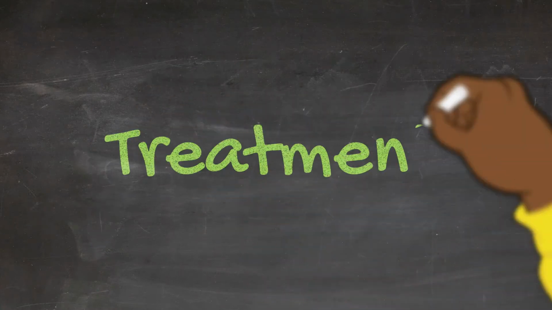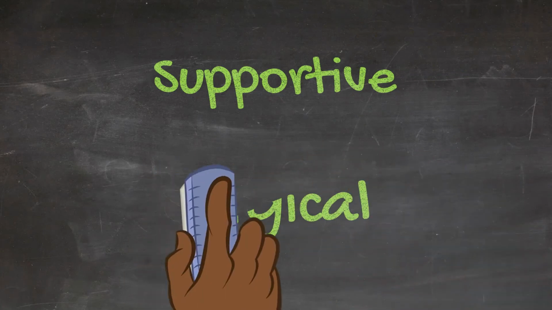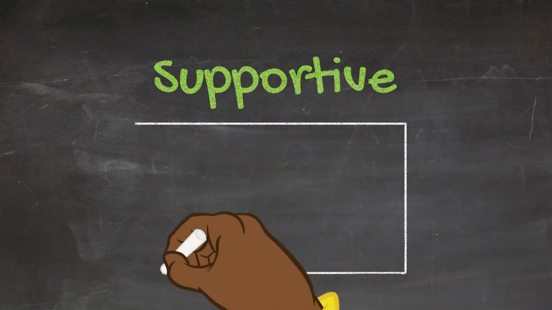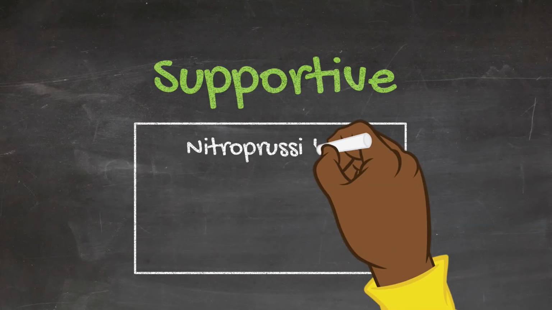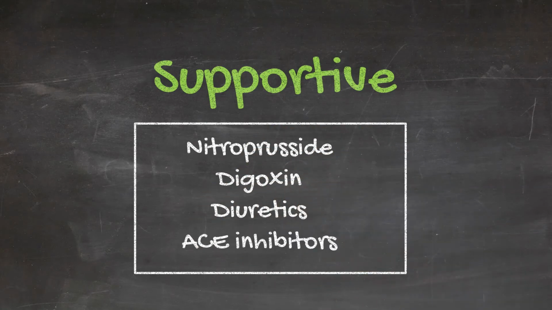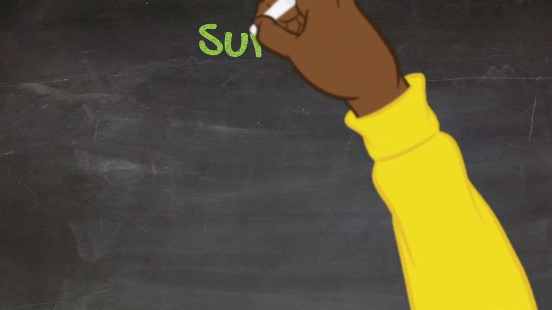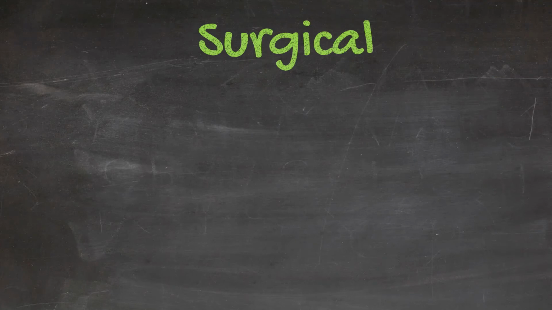Treatment. Treatment can be supportive or surgical. Supportive treatment with nitroprusside to reduce afterload, digoxin, diuretics, and ACE inhibitors can be controversial, as there is no evidence that they improve survival. But these treatments may offer symptomatic relief. Surgical intervention involves replacement of the valve, but this is only considered where symptoms are severe.